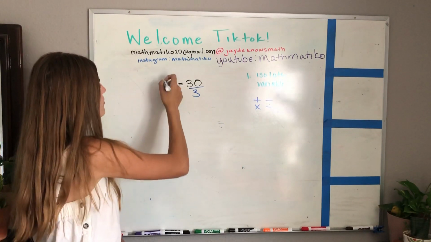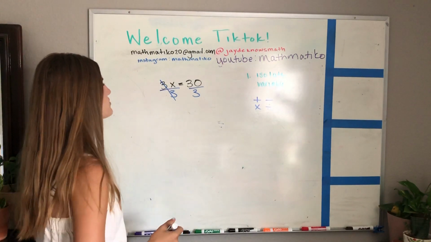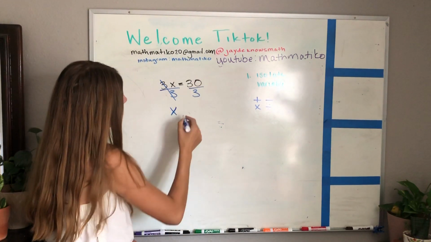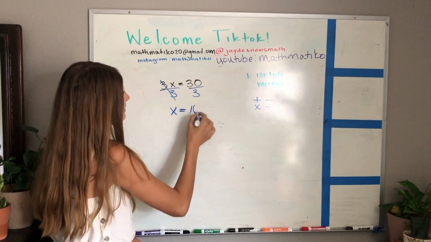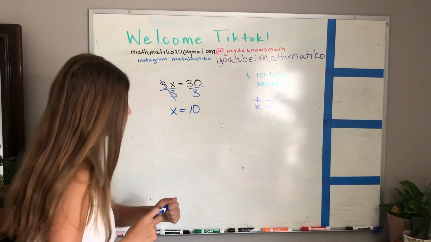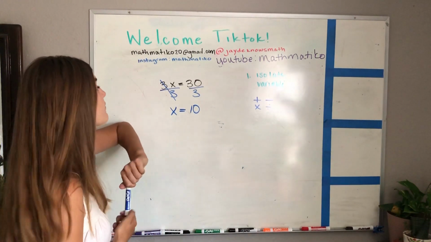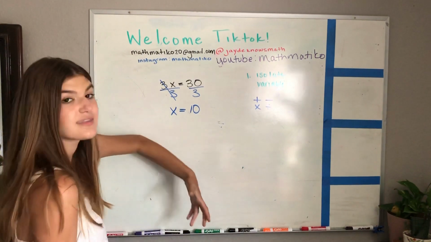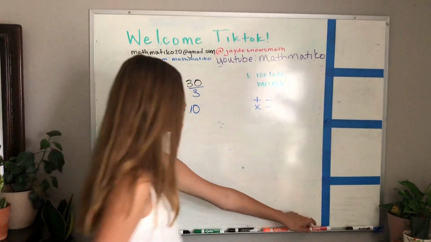3 divided by 3, we can cancel those out. That's just 1, so we have a 1x, or just x. 30 divided by 3 is 10. X equals 10. Here's a really cool trick, you guys. If you solve it and get your answer and plug it back in, if you check it, you can never get these wrong. Let me show you how.